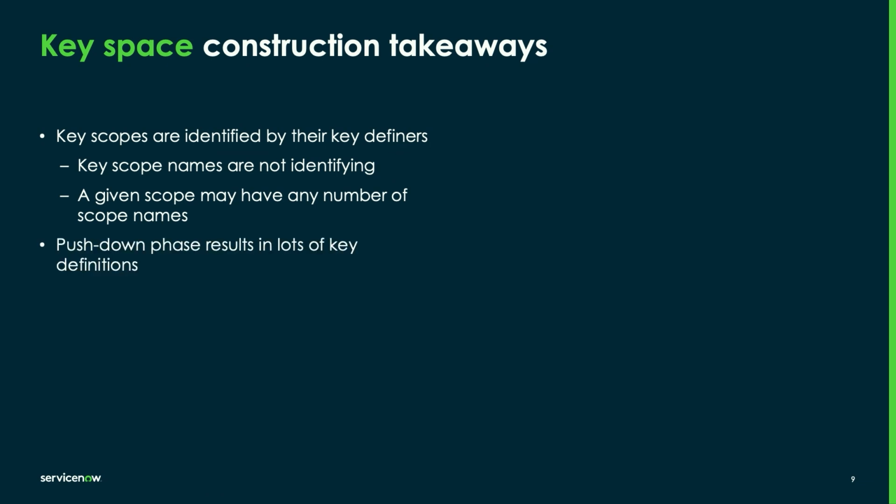which is interesting. So the push-down phase results in a lot of key definitions. We went from a map that had, what, 7 distinct key definitions, to nearly 40 key definitions in the fully populated key space. Now multiply that by 1 million, so you get the idea.